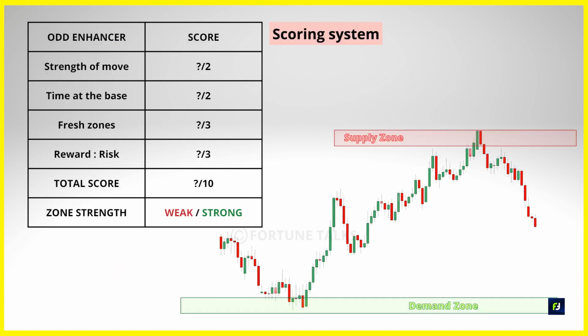Now with that being said, the odd enhancers we discussed here are very important tools to help you filter the supply and demand zones. In addition to that, the 4 odd enhancers used in this filtering system are what you need to score your supply and demand zones. This will further help to fine-tune your filtering system.